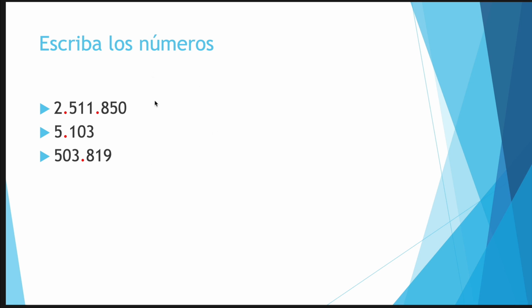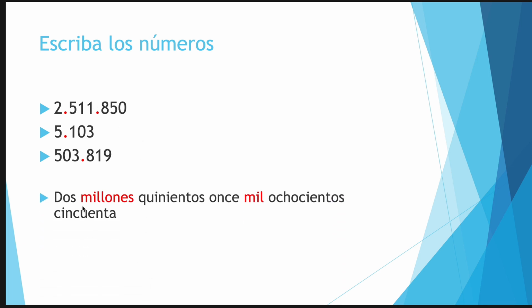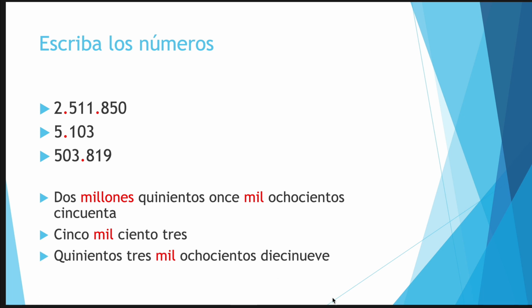Okay, so write these numbers on your paper, pause, and then come back and look at your answers, okay? Okay, now you came back, so this is what you should have. 2.511.850. So divide into two sections. Number 2, 511 and 850. If you notice, 2.511.850. And you just put millones and mil, right? So the second one, you can do 5.103. 503.819.